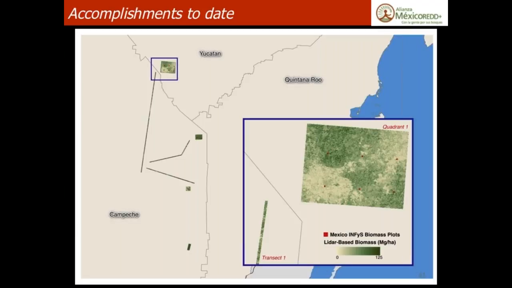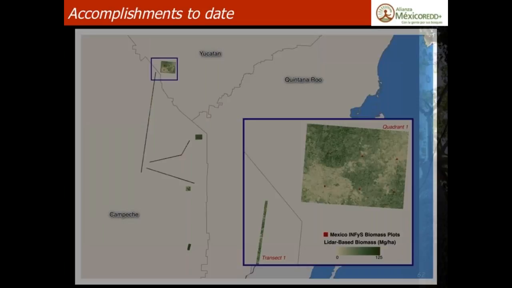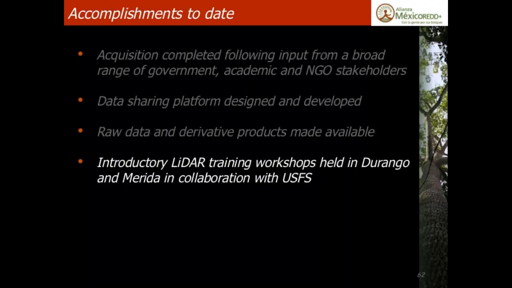All right. I want to talk about a couple of other accomplishments as part of this initiative before I wrap up. In addition to acquiring these data and analyzing them and producing hopefully some useful products, we also conducted some training workshops, two of them specifically, one in Durango and one in Merida, in collaboration with the U.S. Forest Service. The purpose here was obviously to work with folks like yourselves and others in the country, academics, folks from NGOs, to better understand these data and how they might be applied in Mexico.